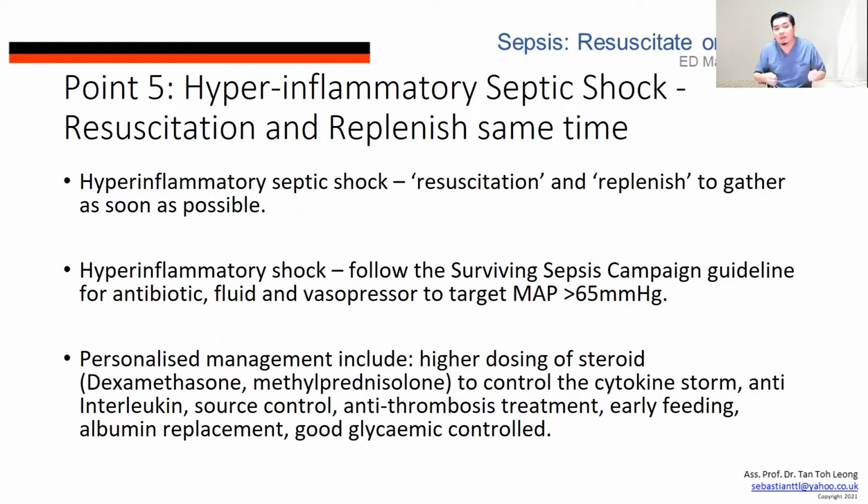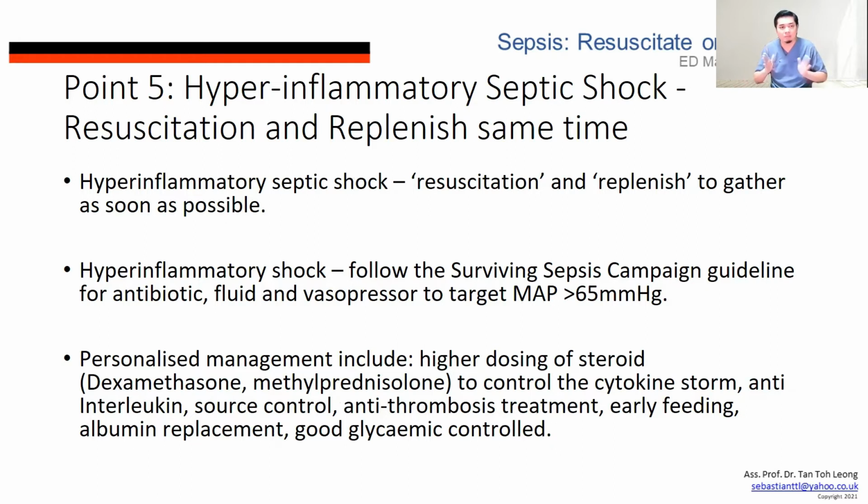Usually we start with antibiotic, fluid, vasopressor, target MAP more than 65, and you might need to suppress the cytokine storm by high dose dexamethasone or methylprednisolone. And also you can start with anti-interleukin or source control, and also antimicrobial, antithrombosis, and also early feeding and albumin, good glycemic control. This is a very conventional way of approach.